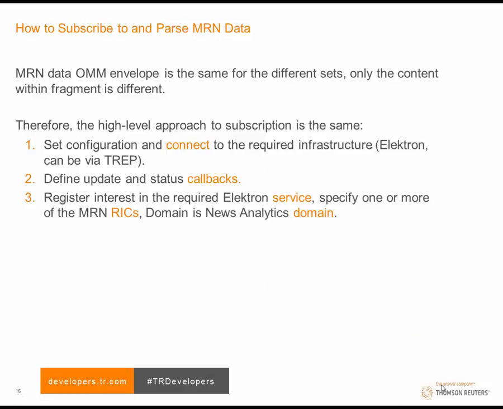Let's discuss the approach to subscribing and parsing MRN data. As the envelope is the same for the 4 MRN data feeds, the approach to subscribing and parsing will also be the same. We connect using configuration to the required infrastructure. We define our callbacks, and we register interest in the required Elektron service by specifying one or more MRN rigs. Domain is news, text, analytics domain.